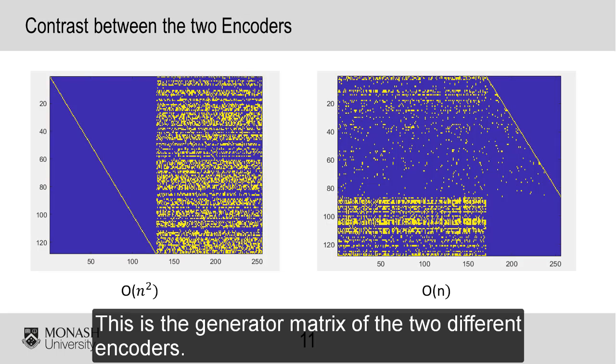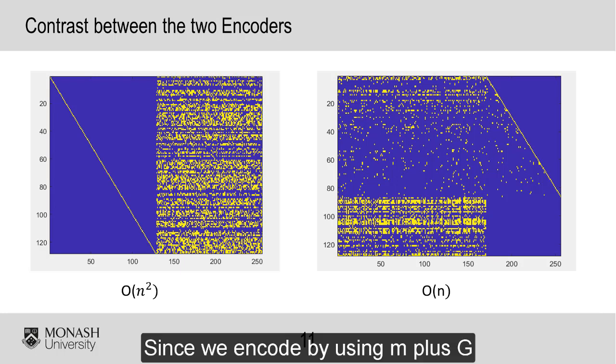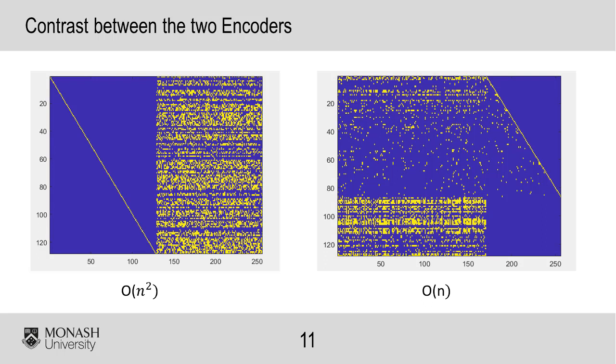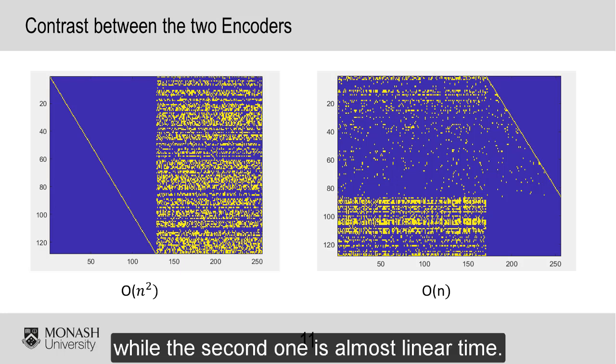This is the generator matrix of the two different encoders. We can observe that the first one is not sparse anymore, since we encode by using m plus g. The complexity of the first encoder is O(n squared), while the second one is almost linear time.